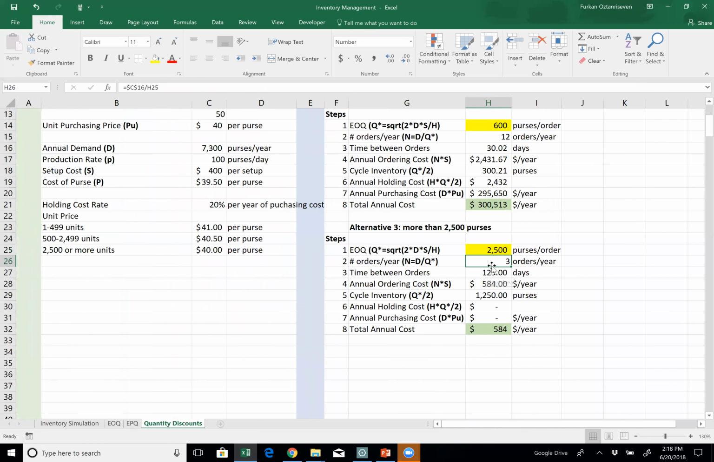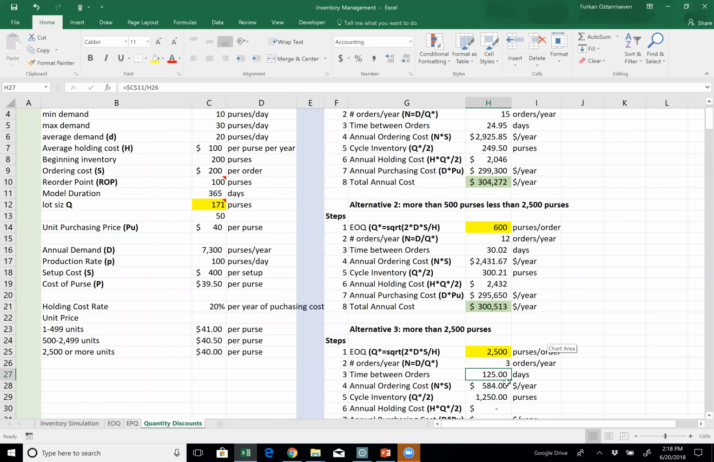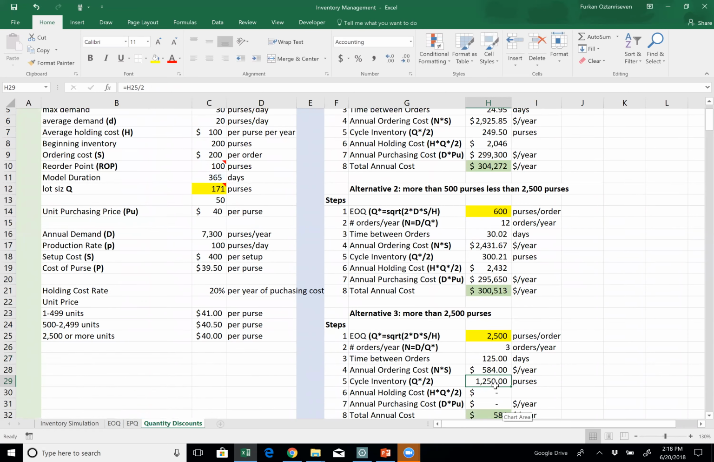Let's see whether this formula is correct. Okay, that looks good to me. That looks good to me as well. All right, that looks good to me as well. As you see, this time I order only 3 times a year. That looks good to me.